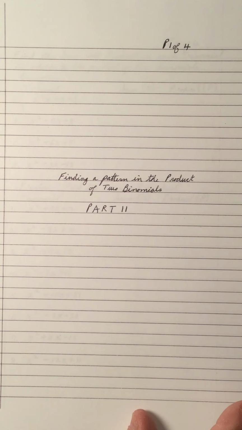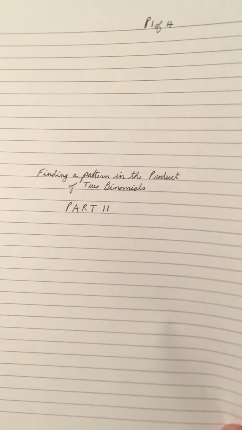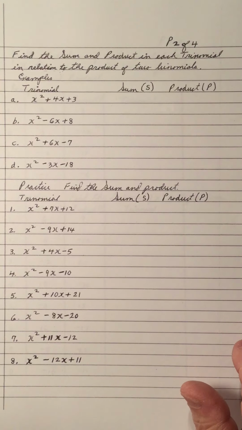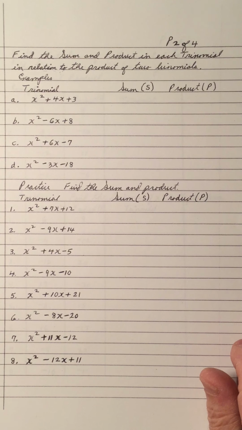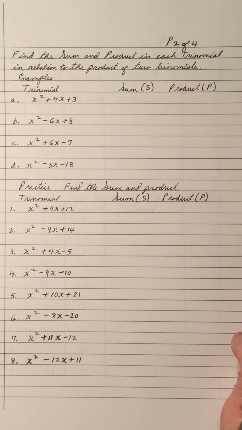You learned that the number on the end of a trinomial comes from the product. The middle number or term, which is the x, comes from the sum. And also, if the binomial has two like signs, then the product is positive at the end. If the binomial has opposite signs, then the product at the end is a negative.